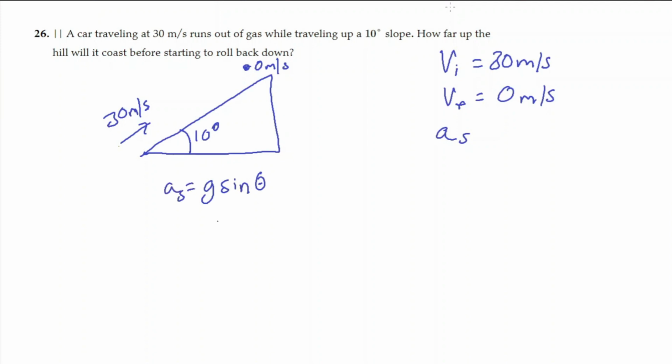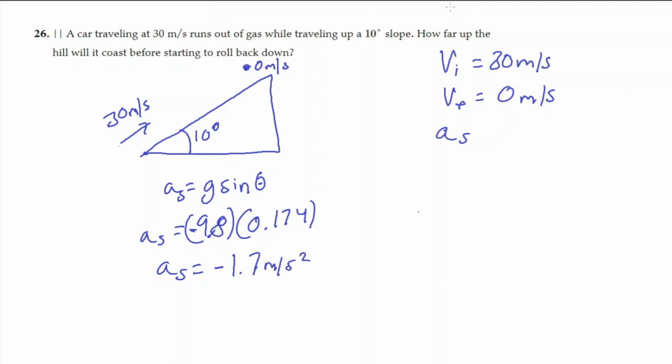So sine theta is going to be sine 10, which is 0.174. We multiply 9.8 times sine 10, and this is going to be negative 9.8. We're going to have the acceleration be negative 1.7 meters per second squared. So we know that the acceleration is negative 1.7 meters per second squared.